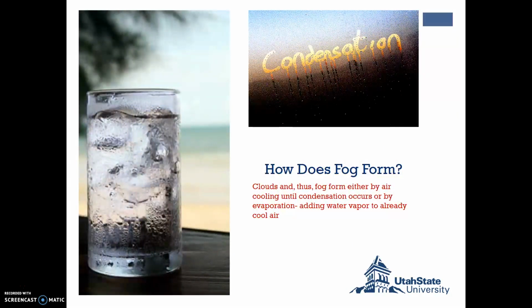So we know fog can be found in a variety of places, but how does it form? Well, clouds, and thus fog, form either by air cooling until condensation occurs, or by evaporation, adding water vapor to already cool air.